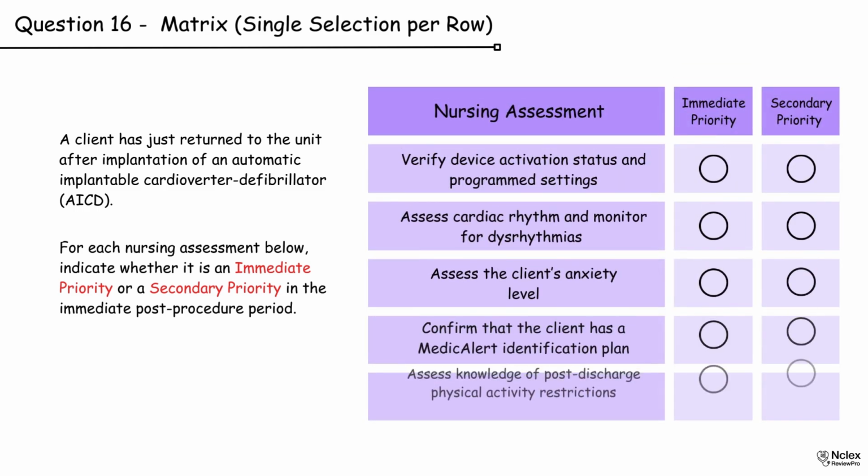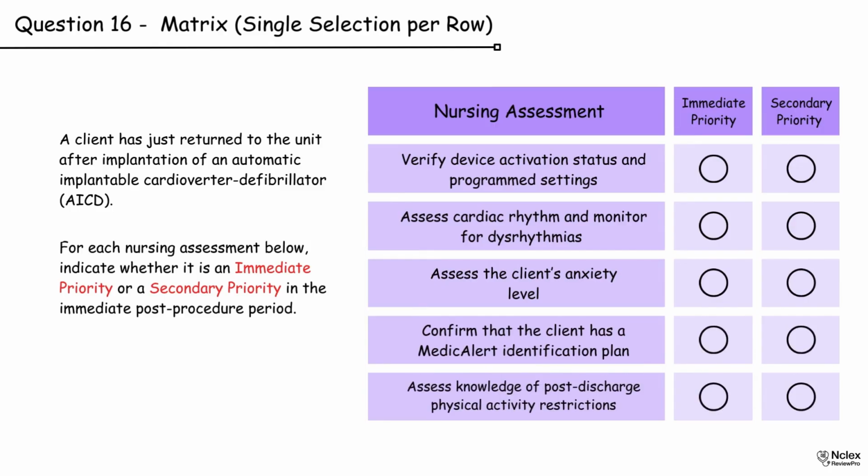Here are the assessments. Verify device activation status and program settings. Assess cardiac rhythm and monitor for dysrhythmias. Assess the client's anxiety level. Confirm that the client has a medical alert identification plan. Assess knowledge of post-discharge physical activity restrictions. Take a moment. Think physiological stability first. Pause here if needed.